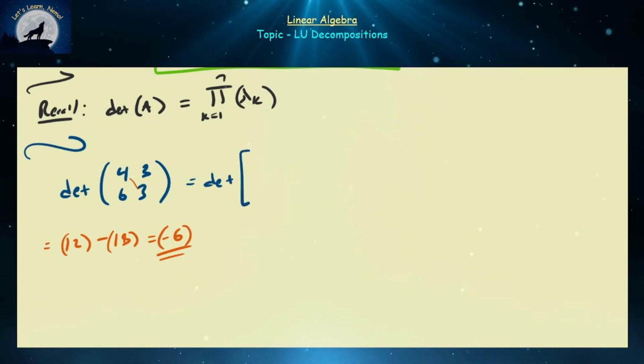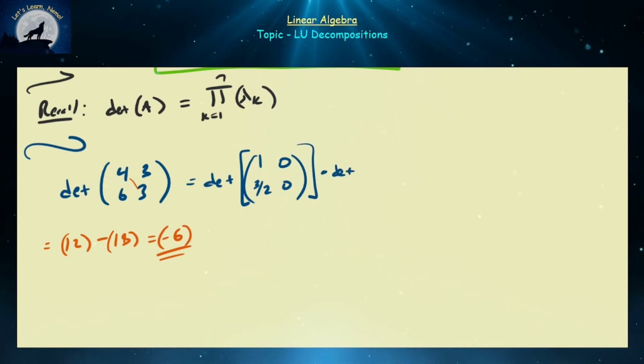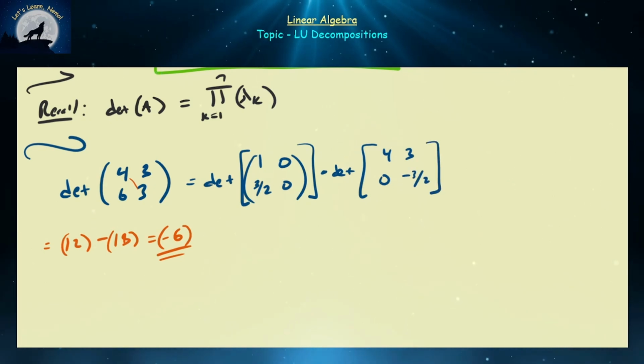So this is going to be the determinant of the matrix 1, 0, 3 halves, 1, multiplied by the determinant of the matrix, and what was it? 4, 3, 0, and minus 3 halves, right? So we have these two particular matrices. The first is supposed to be equal to 1. So this is going to be equal to 1 times 1. That's going to be 1 always, because it's a lower triangular matrix with unit diagonals. But over here, what do we have?